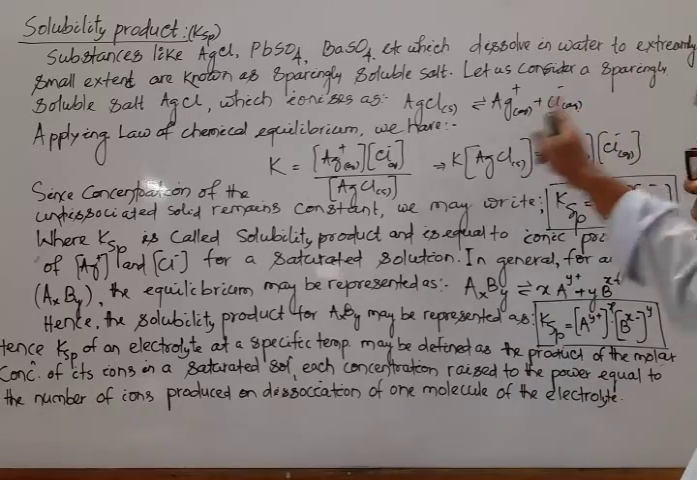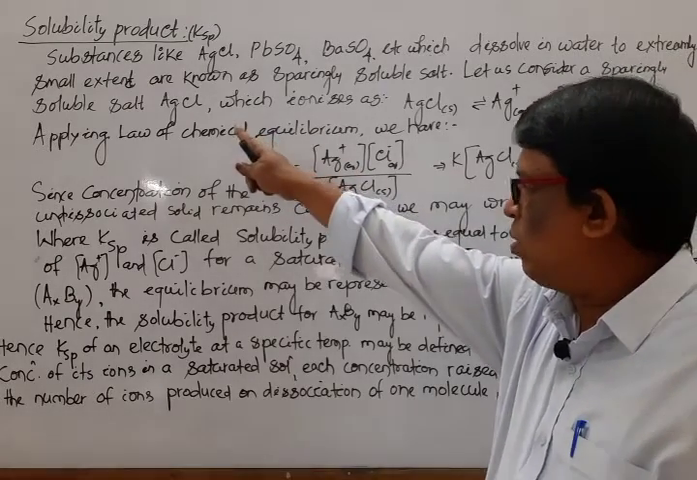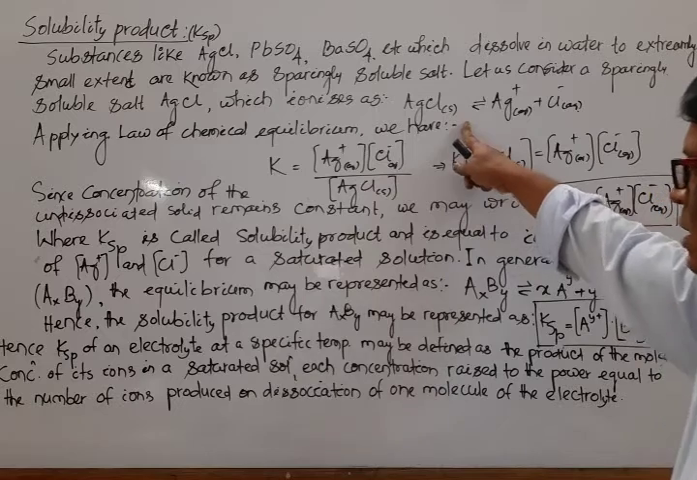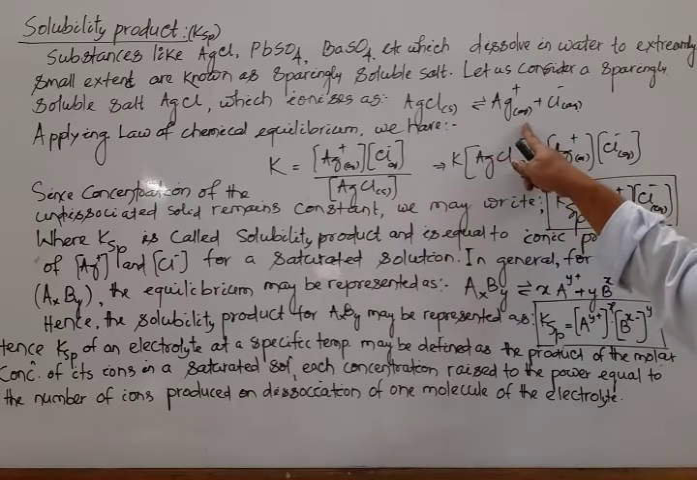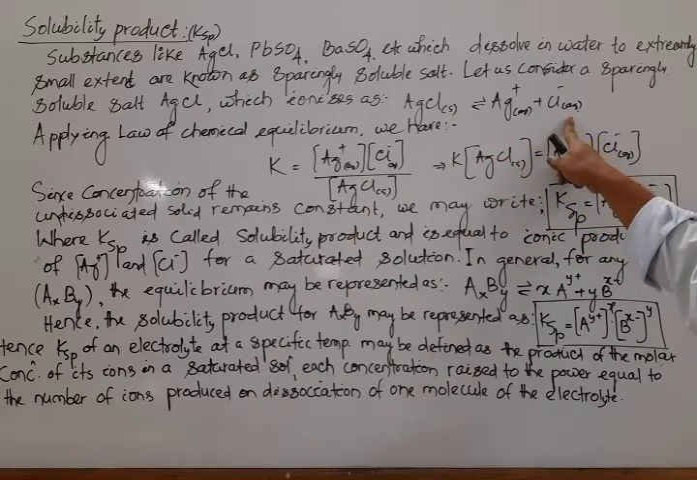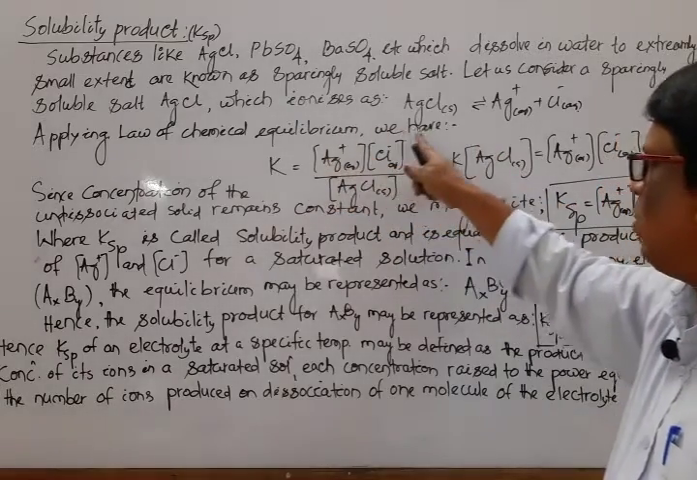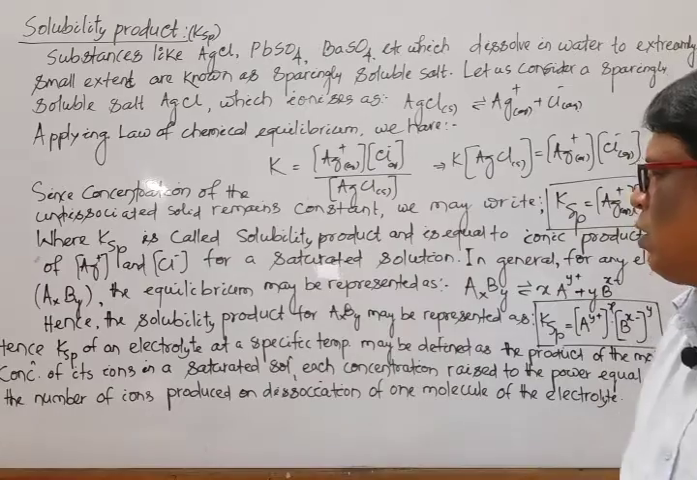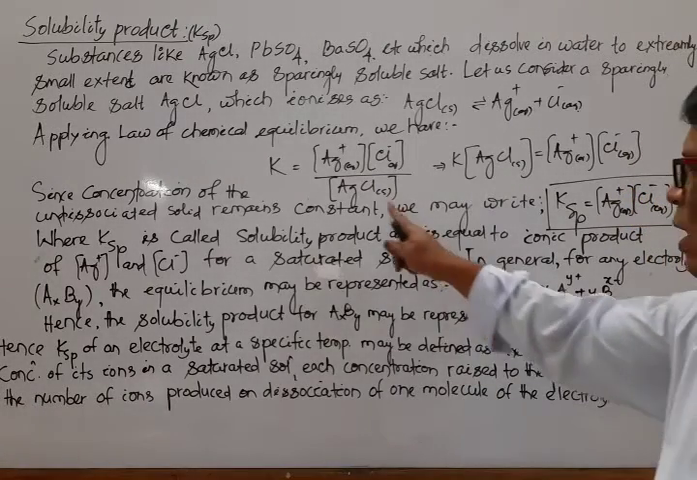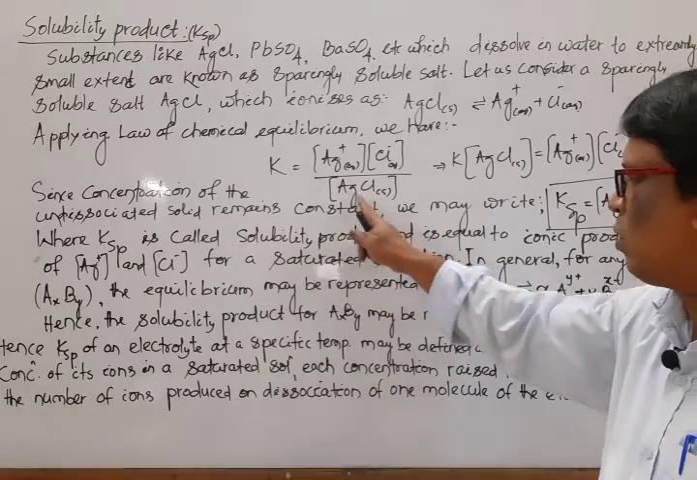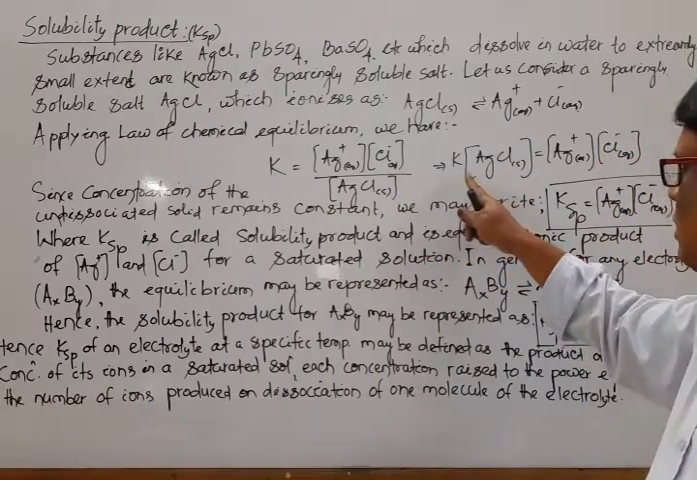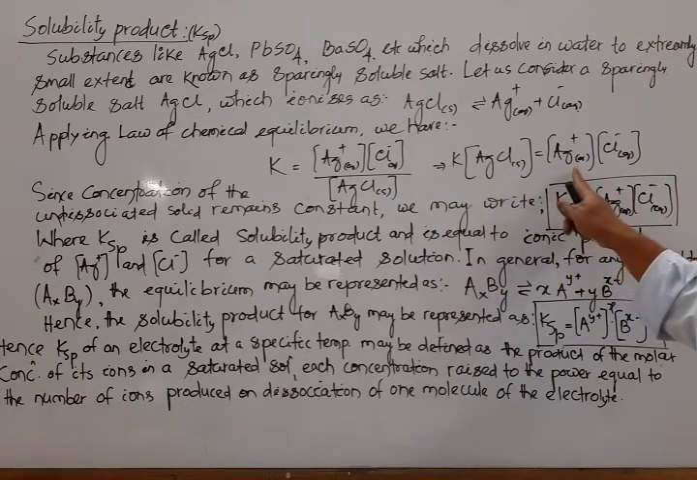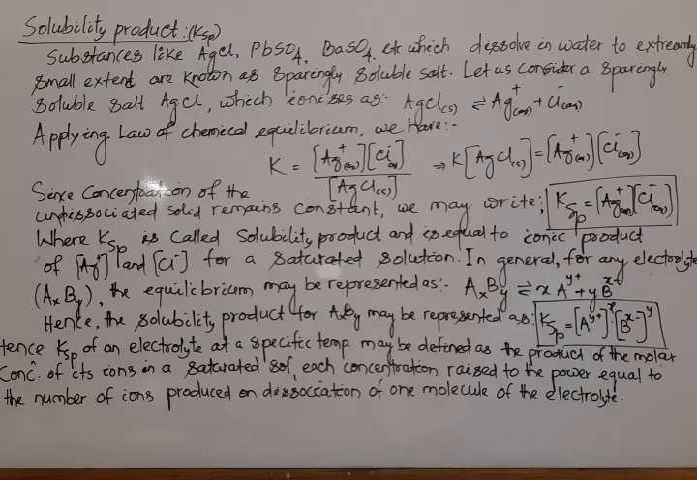Let us consider a sparingly soluble salt, silver chloride, which ionizes as AgCl breaking down to Ag+ aqueous and Cl- aqueous. Applying the law of chemical equilibrium, we have K equal to the product of molar concentration of silver ion and chloride ion divided by the concentration of silver chloride. On cross multiplication, K into [AgCl] is equal to the product of molar concentration of silver ion and chloride ion.